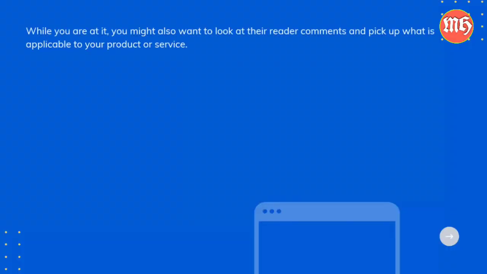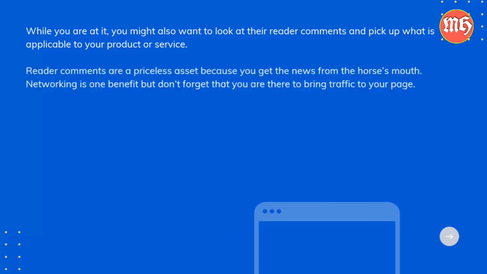While you're at it, you might also want to look to their reader comments and pick up what is applicable to your product or service. Reader comments are a priceless asset because you get the news from the horse's mouth. Networking is one benefit, but don't forget that you are there to bring traffic to your page.